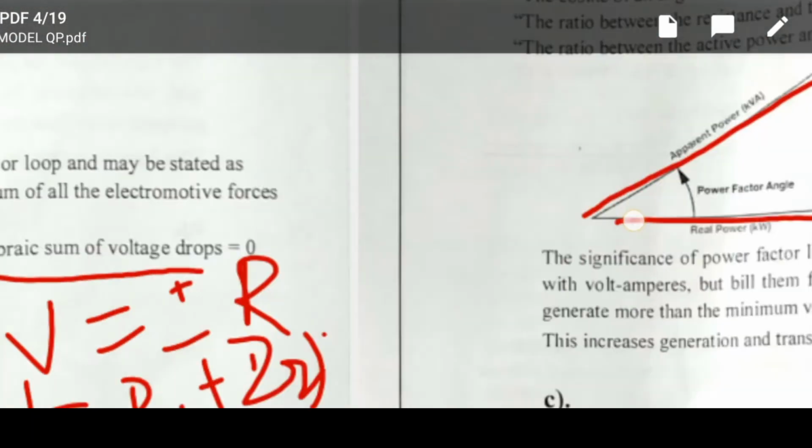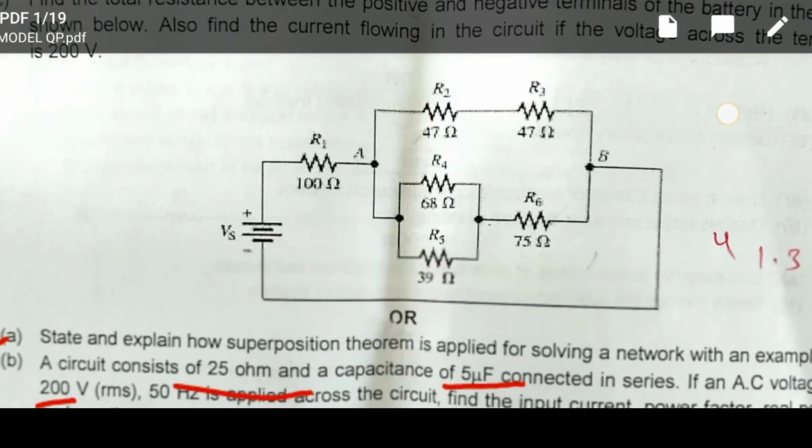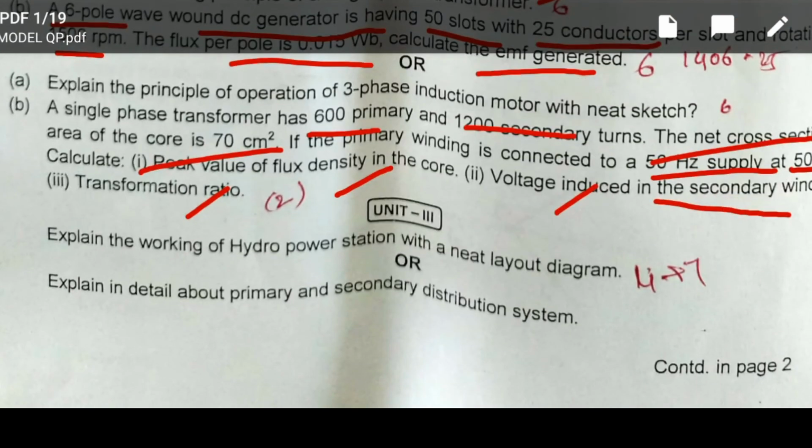Coming to the fifth question. The fifth question is to explain the working of a hydropower station. This is unit 3. Unit 3 is basics of power system: power generation, distribution and transmission. 3 parts will come in unit 3. The fifth question is, explain the working of a hydropower station with a neat sketch. How to understand this hydropower station? Let us see. And the sixth question is on primary and secondary distribution system. Let us see the answer.